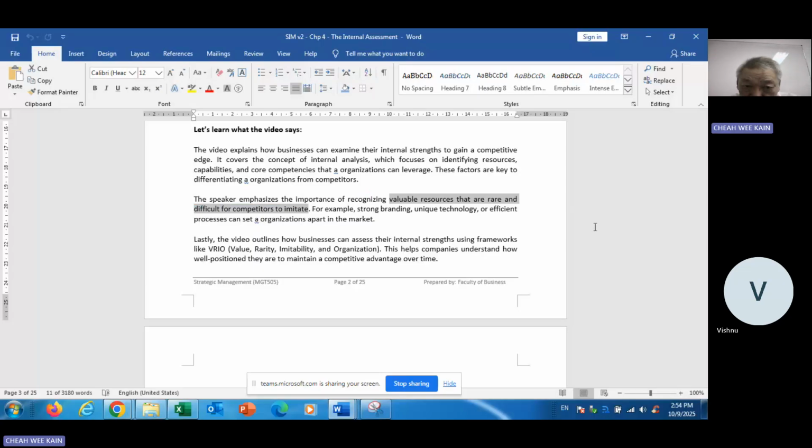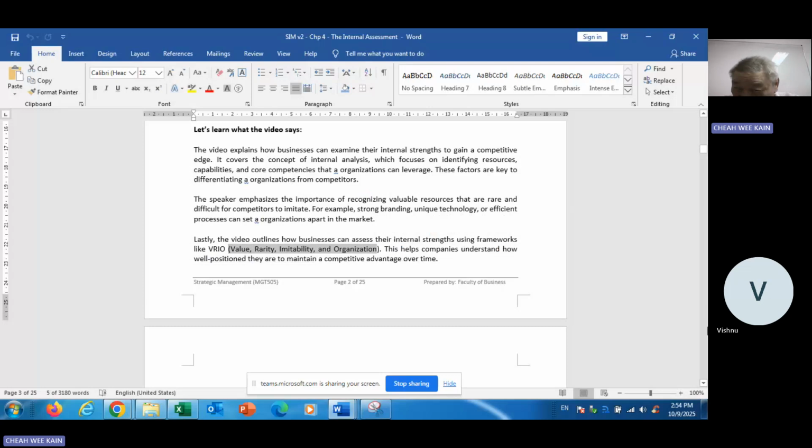Okay, so you have a framework: value, rarity, inimitability, and organization. So let's look at the resources. Let's say, for example, this particular patent, is it rare? Yes, that's good. It has great value.